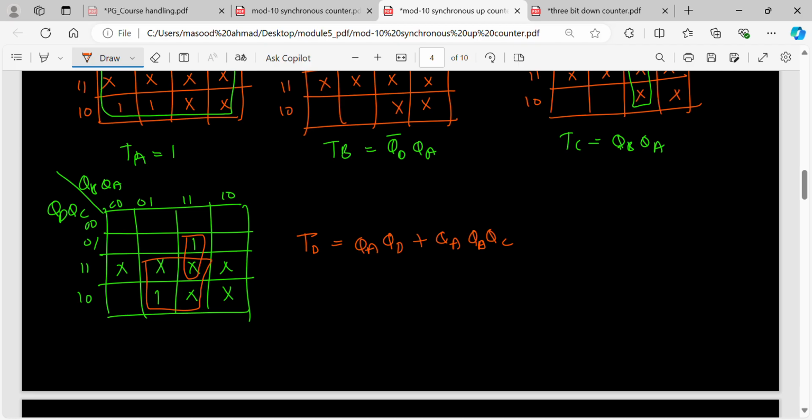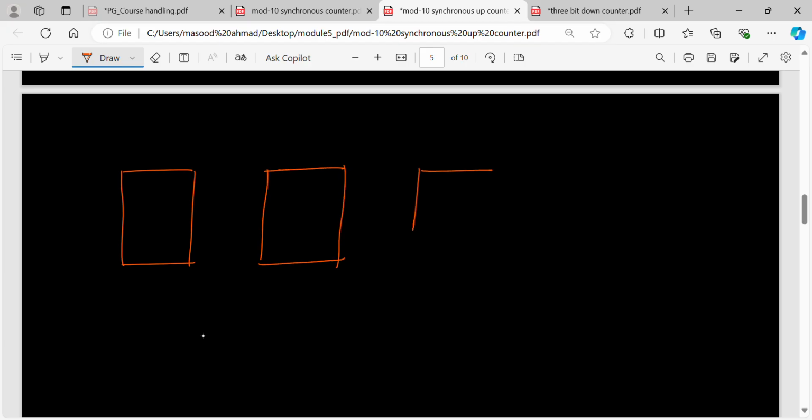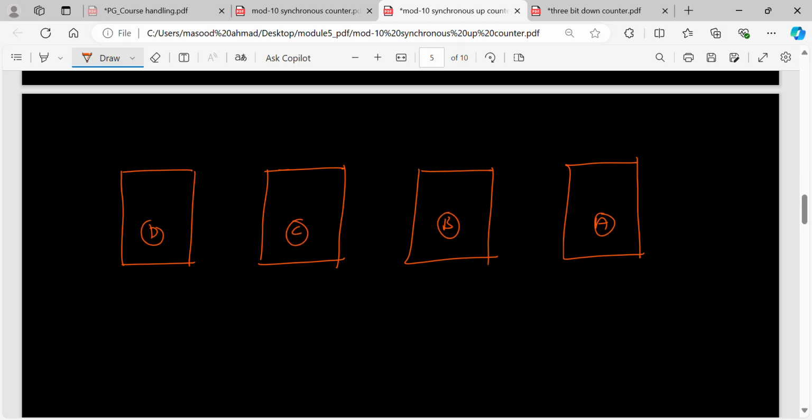From these four expressions, you can draw the circuit diagram. How will the circuit diagram look? Now let's draw the circuit diagram. I have a flip flop here, then another flip flop here, and another flip flop here. Totally four flip flops I have, right? So this is flip flop A, flip flop B, flip flop C, flip flop D.